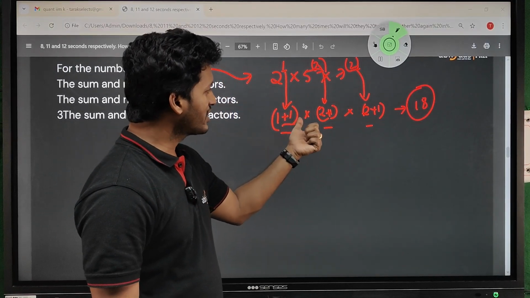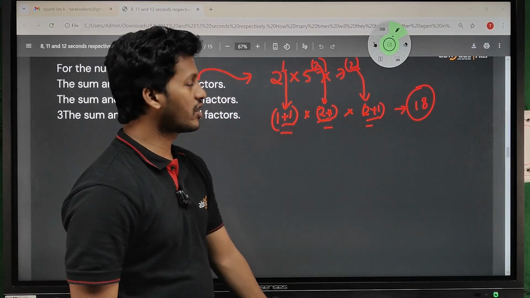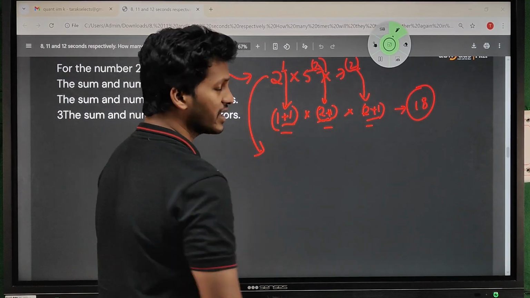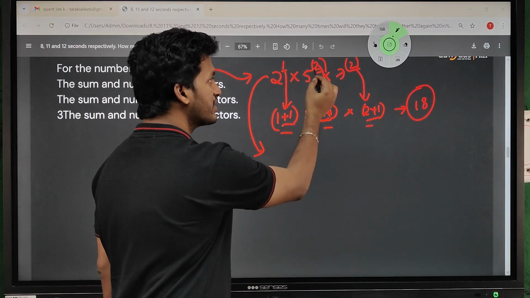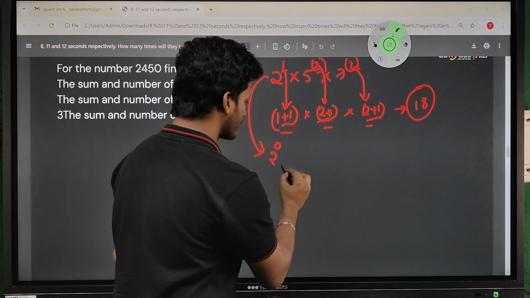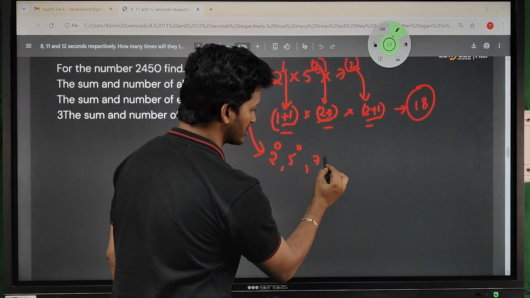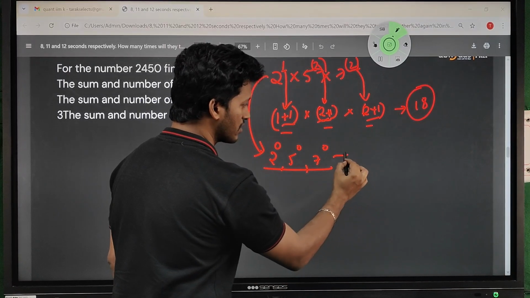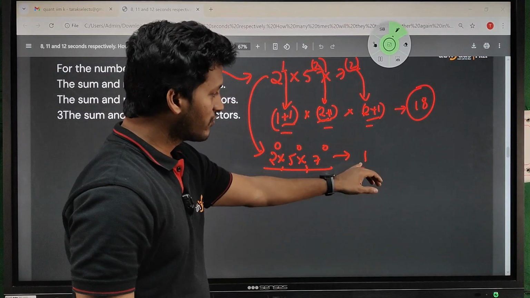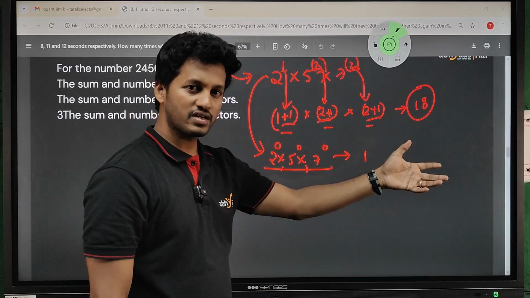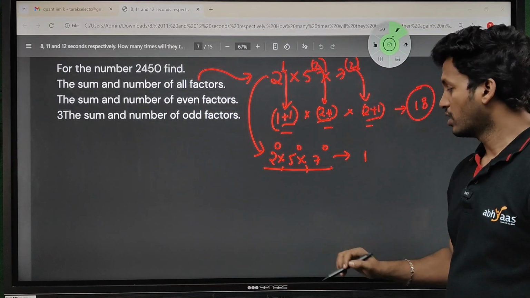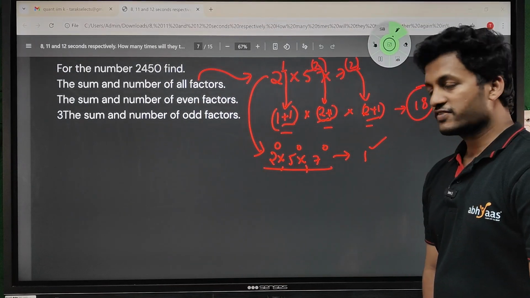And why am I adding 1 here? You can comment in the comment box, but let me explain that also. I am taking combinations of every prime number. The combination starts from 2 power 0, 5 power 0 and 7 power 0. What is this combination? It is 1 itself. I mean 2 power 0 into 5 power 0 into 7 power 0 is 1. So 1 is a factor of 2450, isn't it? 1 is a factor for every number. Although it is an improper factor, we can still call 1 a factor.